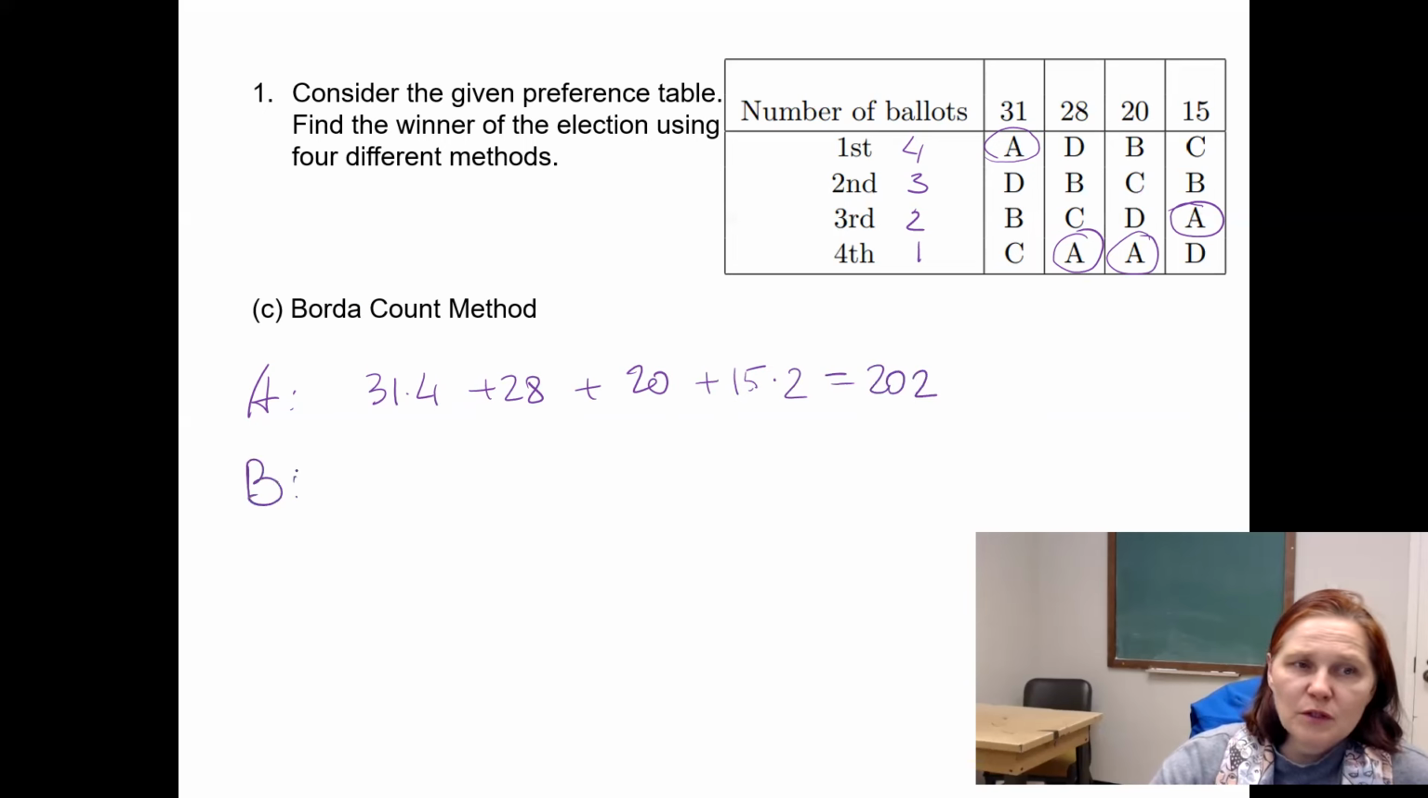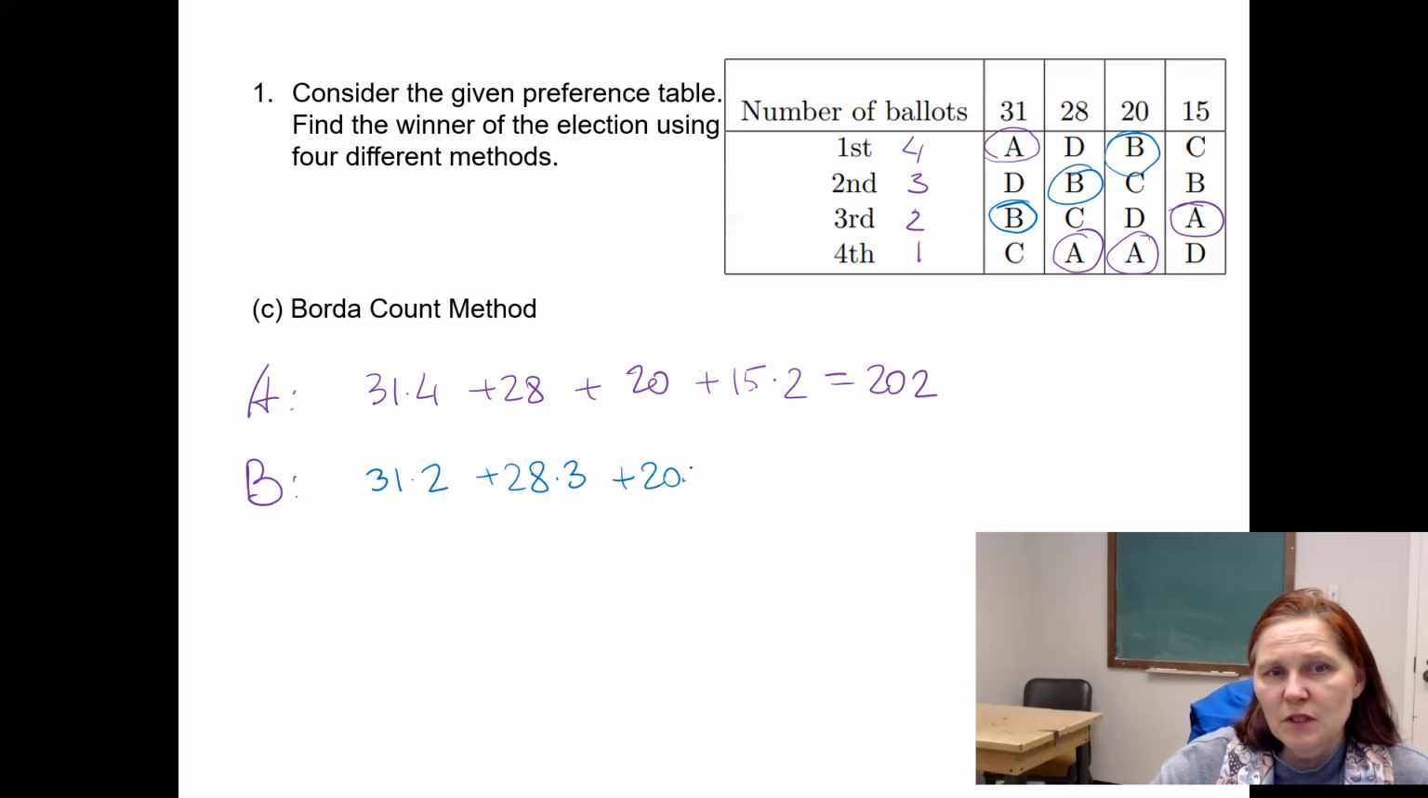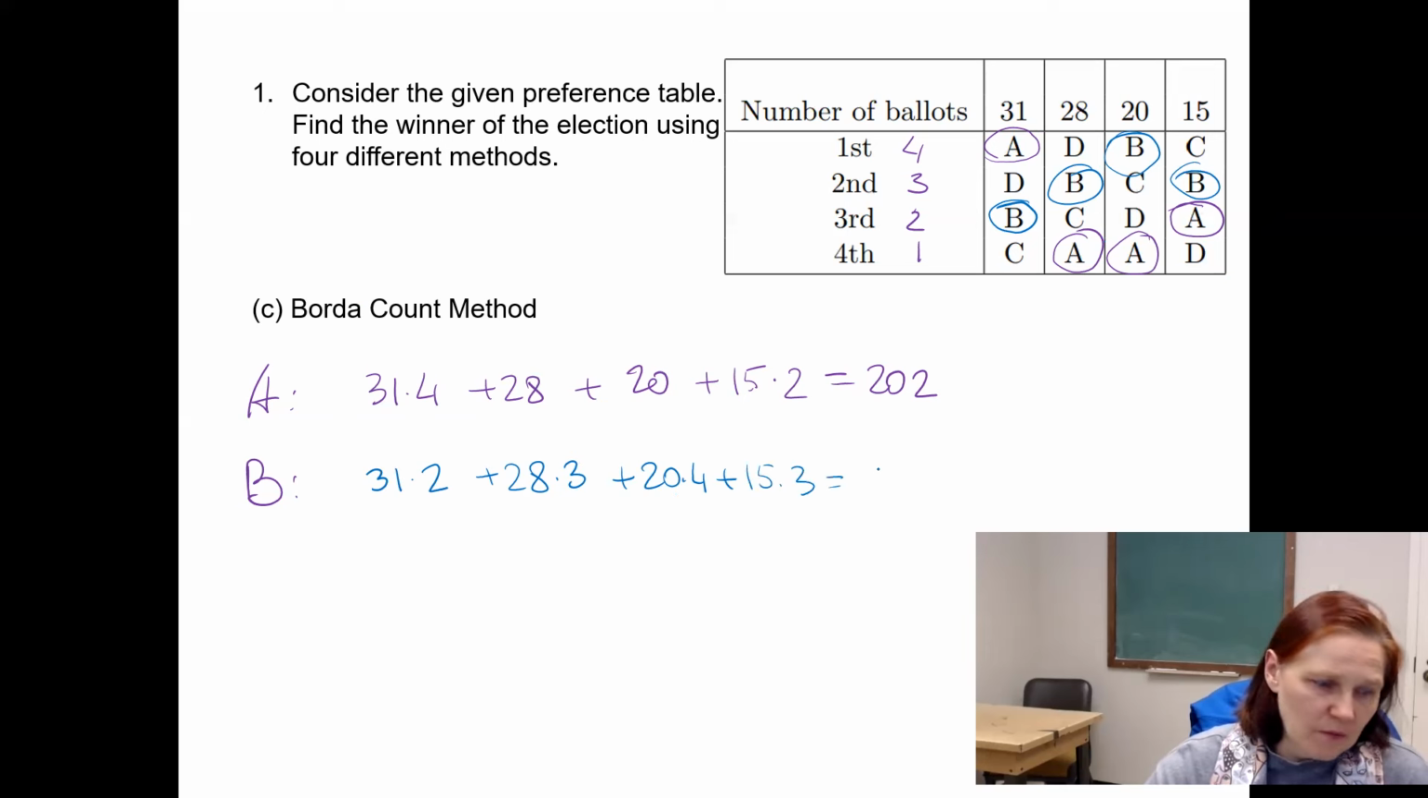Now we count the points for B. So in the first group of ballots, B has the third place, so 31 times 2 points. Then 28 times 3 points, so 3 points for the second place, and 20 first places, plus 20 times 4, and 15 second places, 15 times 3. 271 points.